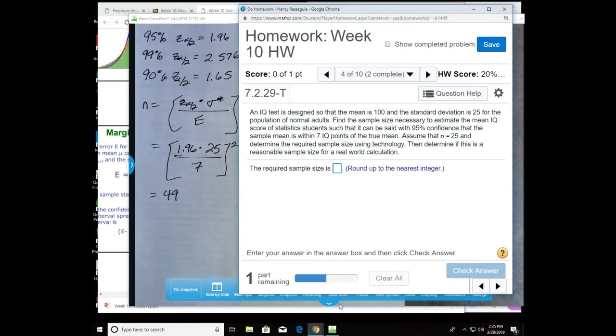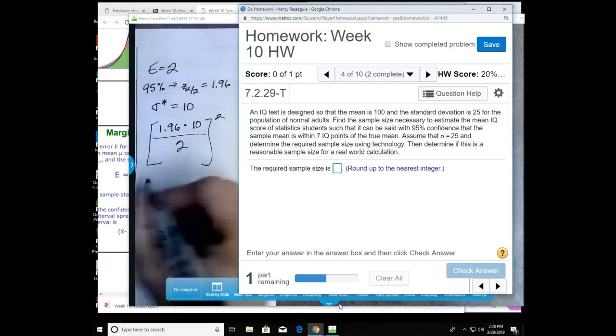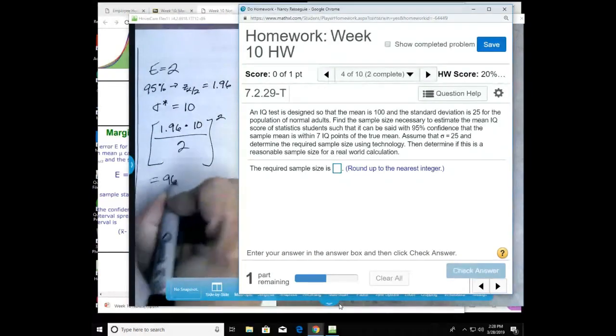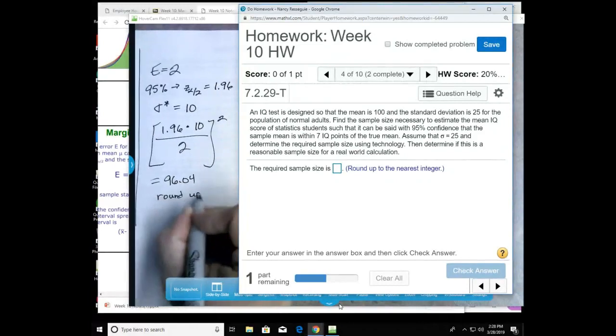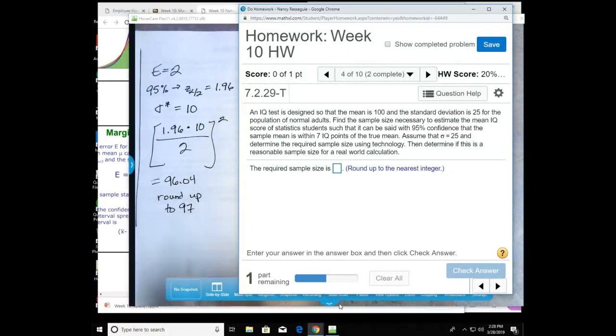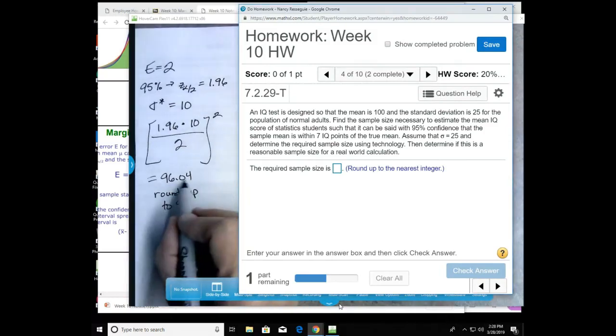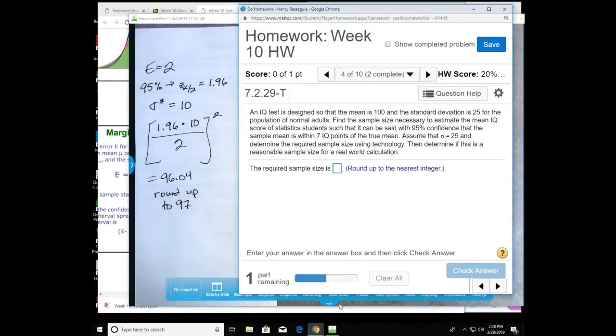You should probably end up with a lot smaller sample sizes for these than you did when you were doing the proportion ones. Those ones tend to be pretty big. These ones tend to be fairly small. So on this one, if it came out to be 96.04, you're going to round it up to 97. So even if this is less than 0.5, you're still going to round it up. Always with the sample size ones, you round up.